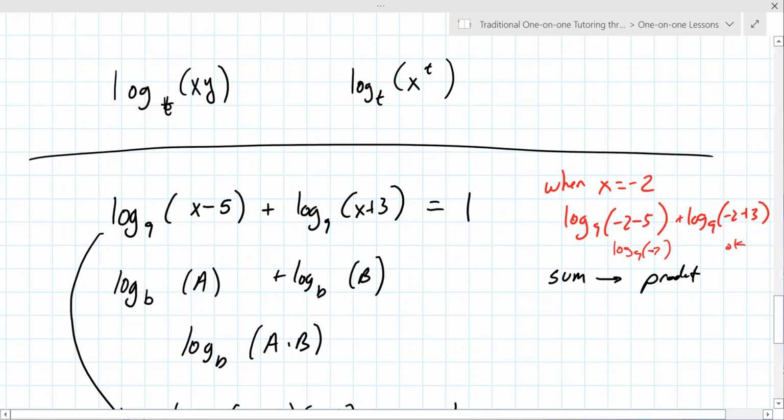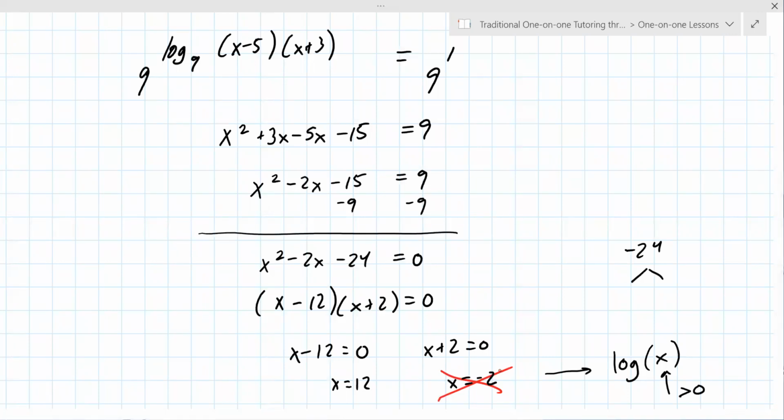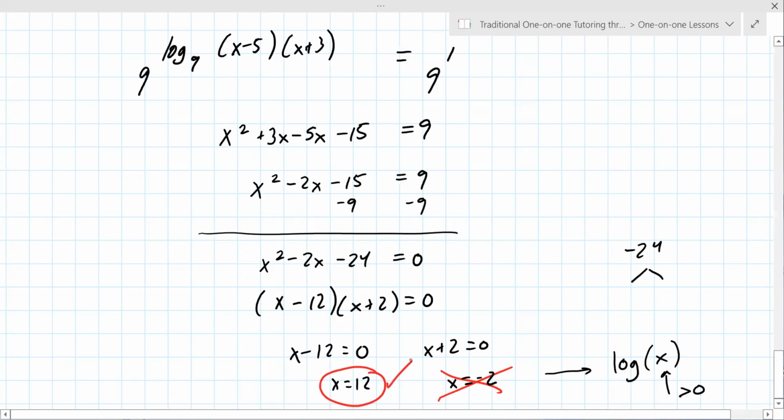And so that one's out. That does not mean the other one is correct. It just means that that one is out. You could check the other one and see what you come up with, but it does work. The other one is okay.